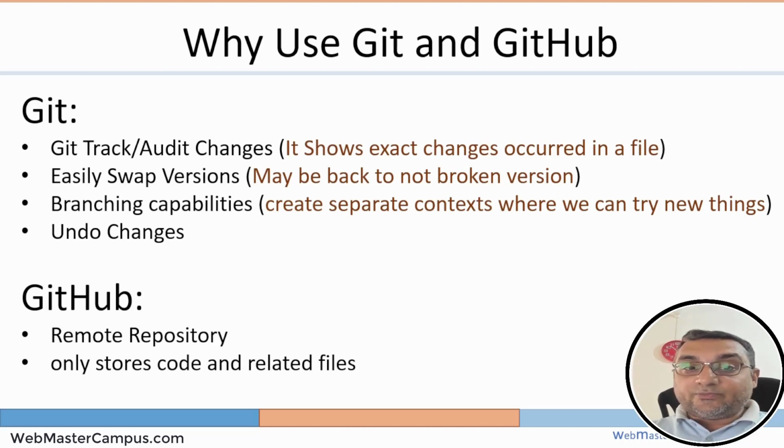Git provides you branching capabilities. One of Git's most important key features is branching capabilities. You create a separate context where you can try new things. You are not going to change the main project. You are going to create a separate context where all the existing code is available. Like if you are going to develop a login feature, we can create a branch, apply all the changes in the login branch, and then finally, once it's ready, we can merge those changes.